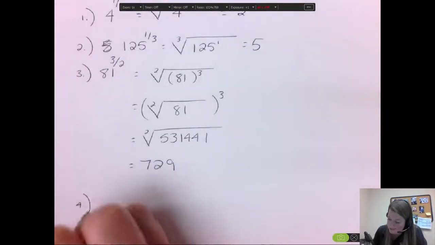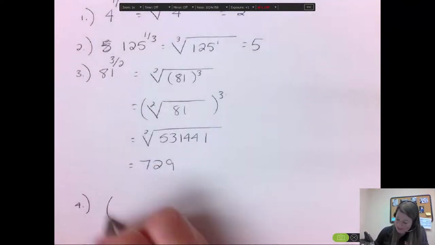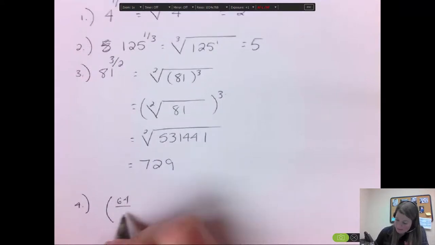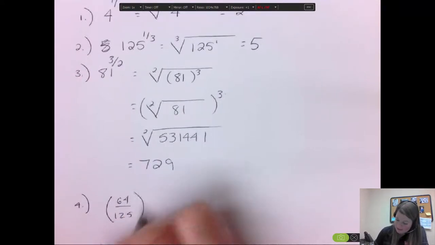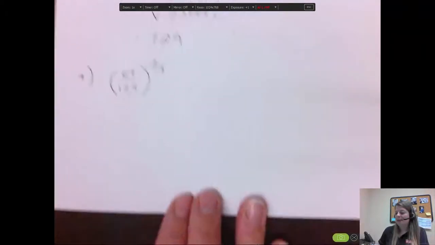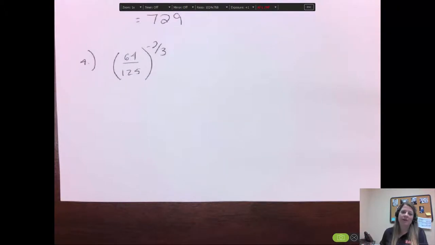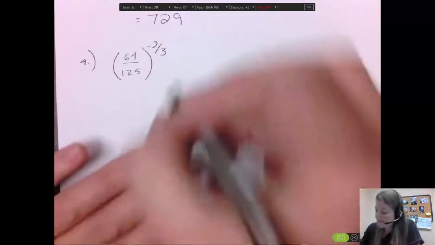Let's look at one that makes you look at a negative exponent. Here's a hard one. Well, I find them all a little bit hard, but that's all right. So I have the fraction of 64 over 125, and it's all to the power of negative 2/3. So let's rewrite that.